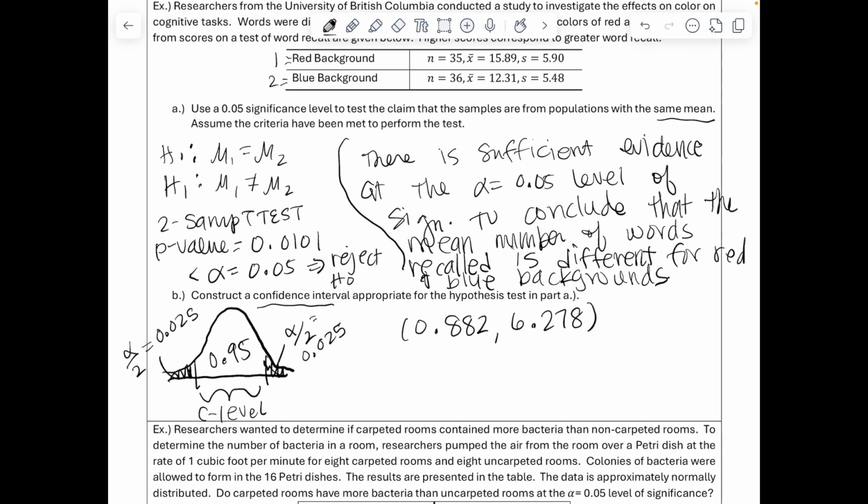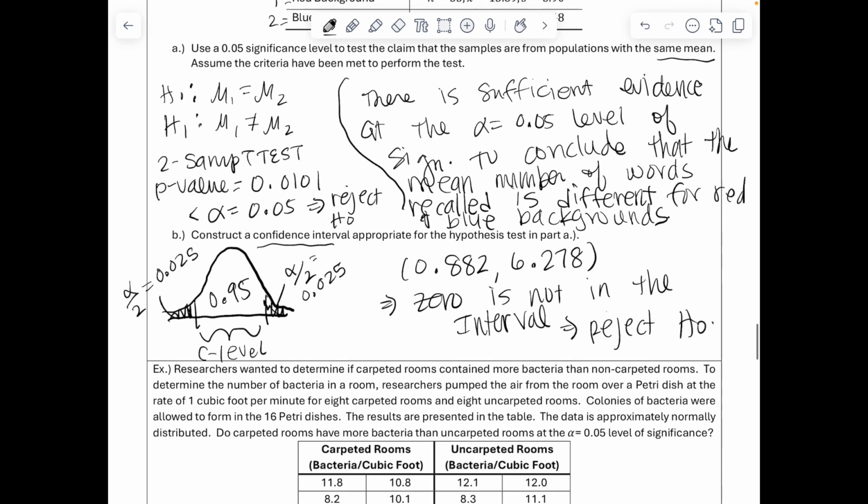6.278. And so looking at this and determining zeros in here, since they're both positive, this means that 0 is not in the interval. And this means that we reject H naught, which matches what we found in part A.